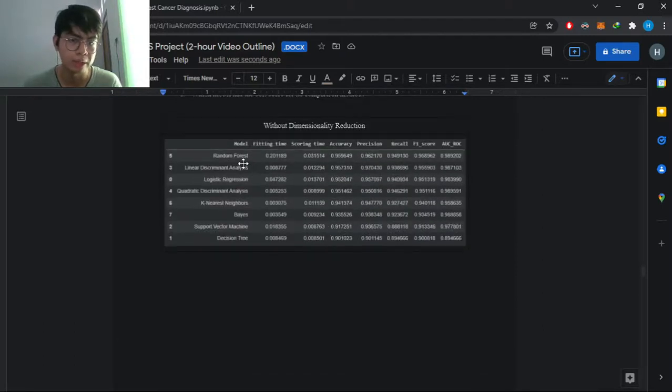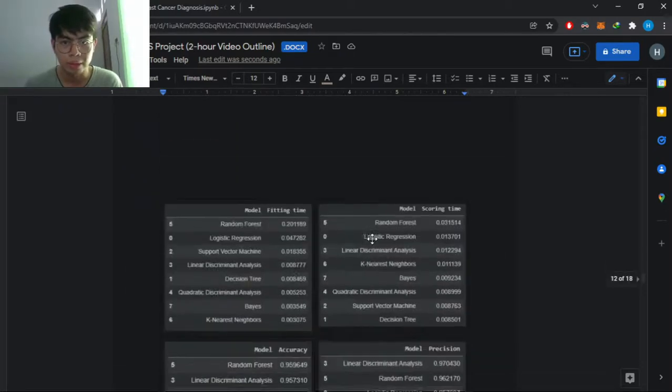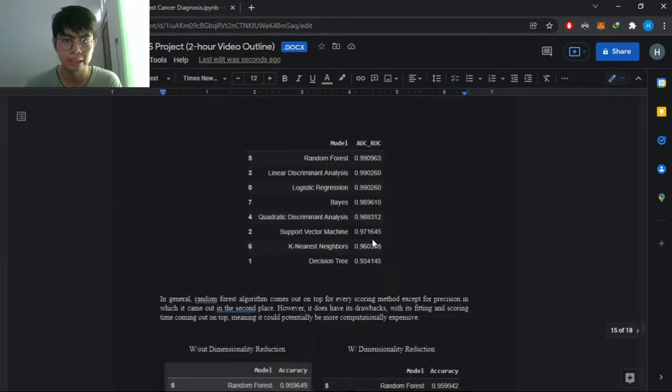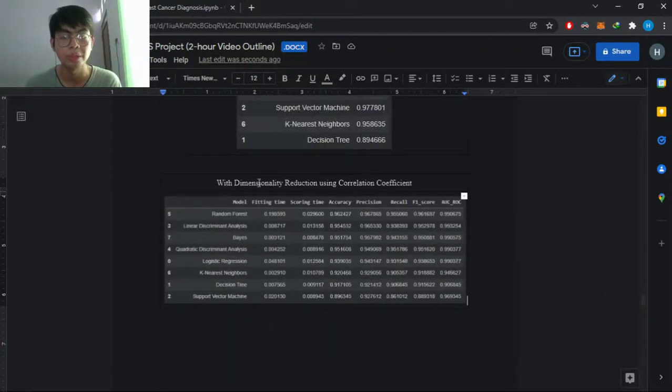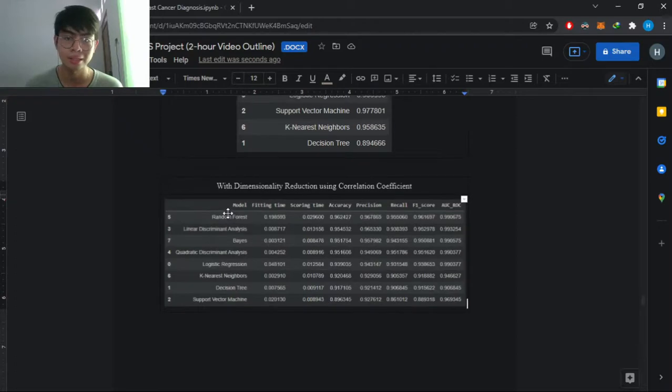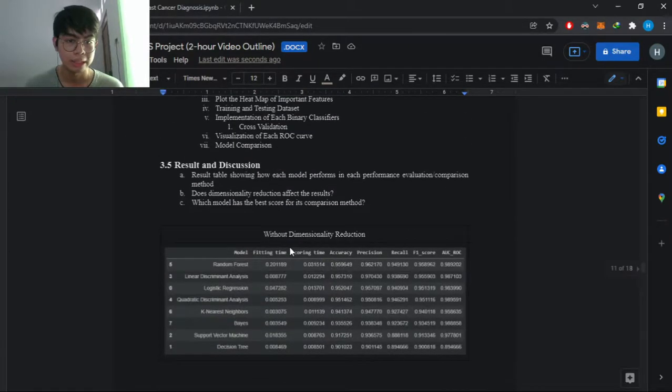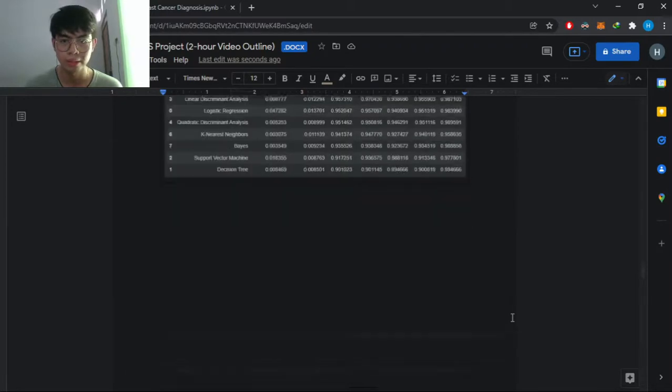So we have all in all like this, and with dimensionality reduction, it's actually like this. Because it is sorted by accuracy, in both with and without dimensionality reduction, we can see that the first and second are random forest and linear discriminant analysis, respectively. The third one and below are the ones that differ.